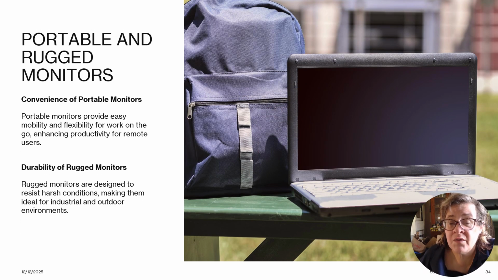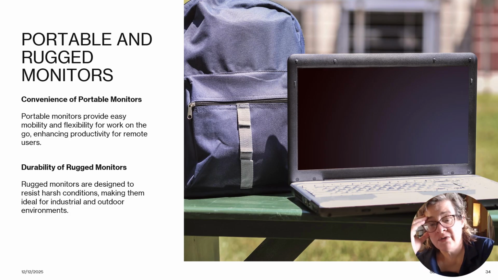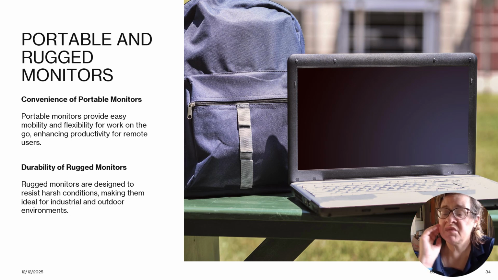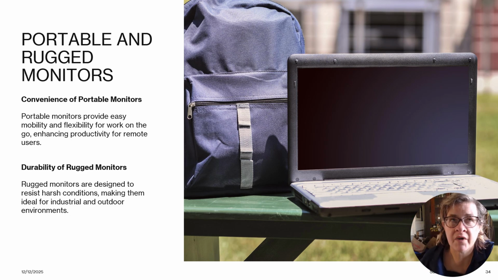Portable monitors offer convenience for mobile work, while rugged monitors are built to withstand harsh environments, making them suitable for industrial and outdoor use. A lot of people use rugged monitors and computer systems if they're going outdoors, out in the field, because they require things that are not going to break down every 2 seconds. That's probably a good idea.